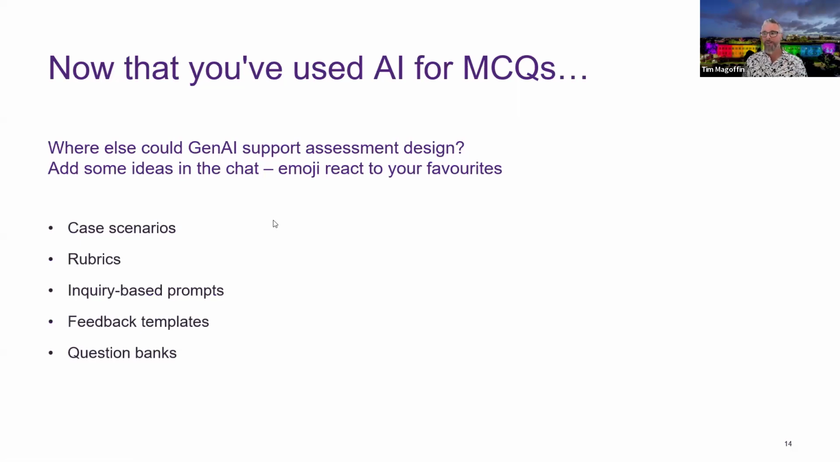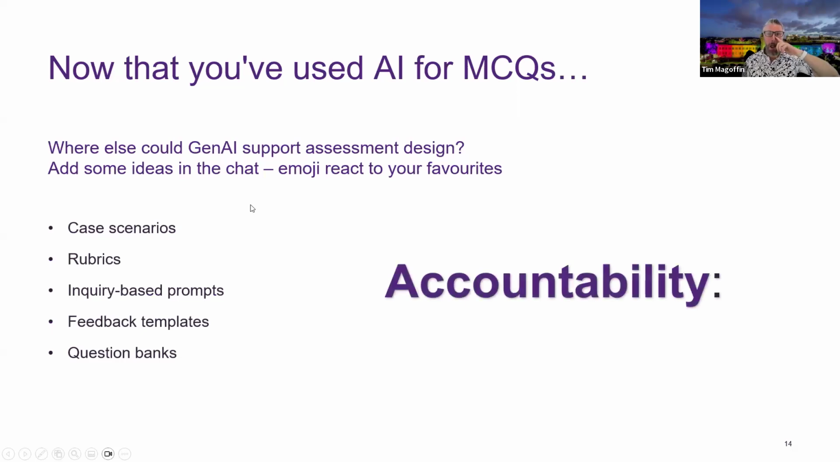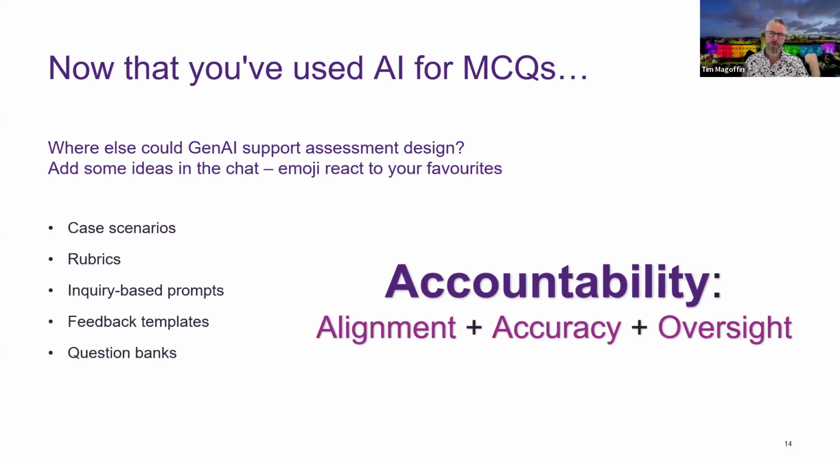So you might find that AI could help you with case scenarios, rubrics, inquiry-based prompts. I think it does a really good job with the inquiry-based learning side of things. Feedback templates, question banks, of course, but really importantly, the final message I want to leave you with is the idea of accountability. Alignment: we want it to be constructively aligned. If there is a question that has no connection to a course learning outcome, it begs the question, why is that question even there? Accuracy: we want to make sure that we've got the right answer.